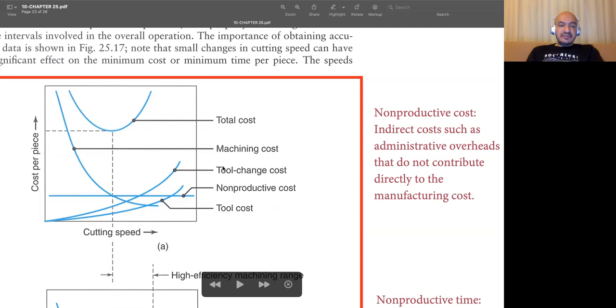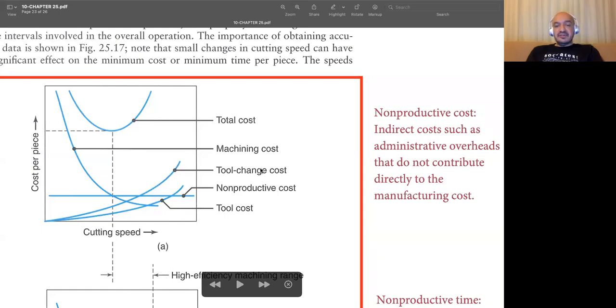Then we have machining cost. Once you increase the cutting speed, that means you are spending less time on machining. Once you spend less time on machining, you will be consuming less energy, and you will be consuming less money. So we can say that machining cost decreases. But the thing about the tool is that once you increase the speed all the time, that means you'll be using the same tool for a shorter time. So you need to replace it more frequently once you continue increasing the cutting speed.